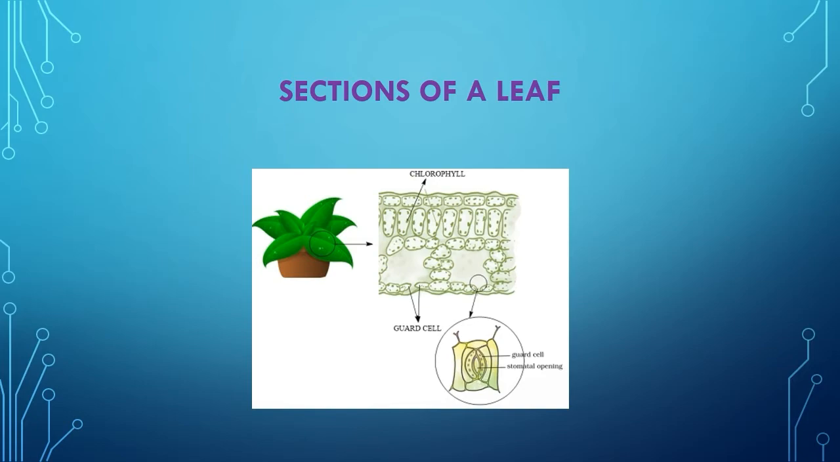Now let us see the sections of a leaf. In a leaf, chlorophyll is present in the cell. Can you see a tiny pore over there? That is stomata. Stomata is surrounded by a bean-shaped structure called guard cell. The guard cell is surrounded by accessory cells.